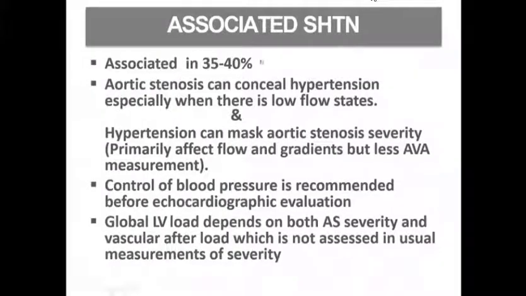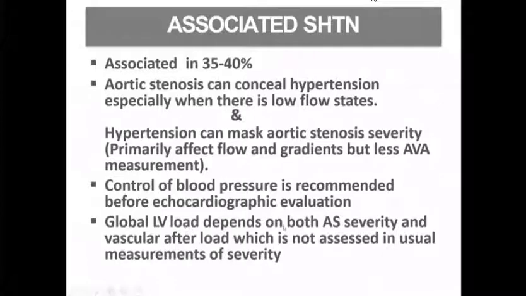Because we see a lot of patients with hypertension associated with aortic stenosis, because this is now an old age disease, a degenerative disease. Almost 40% of people have hypertension. So aortic stenosis can be concealed by hypertension, especially when there is a low flow state, and hypertension can mask aortic stenosis severity primarily by affecting the flow and the gradient, because the valve area is less measured. So whenever you have the patient, you should control the blood pressure before the echocardiography, giving the severe AS diagnosis.